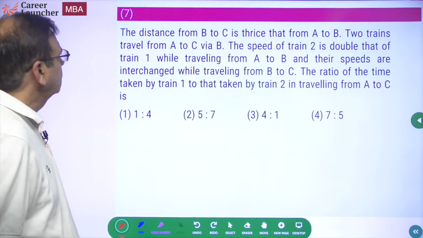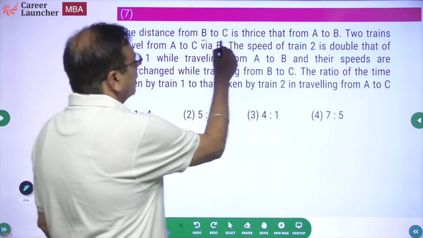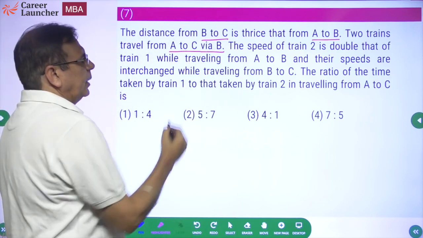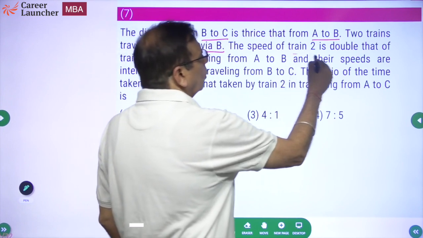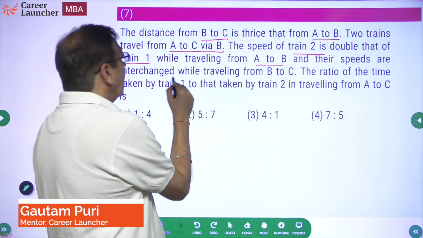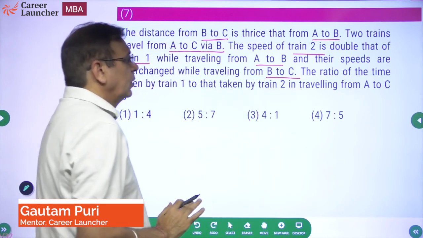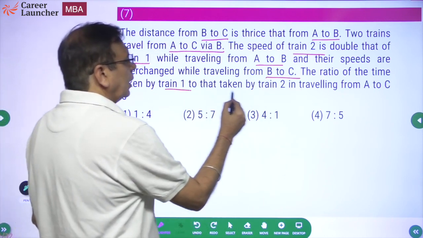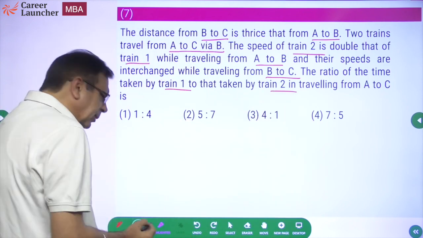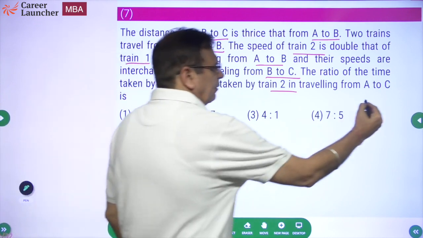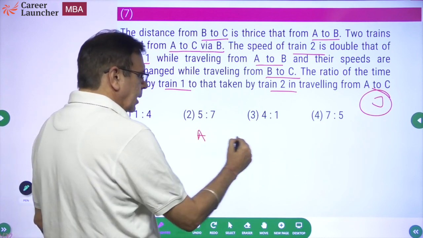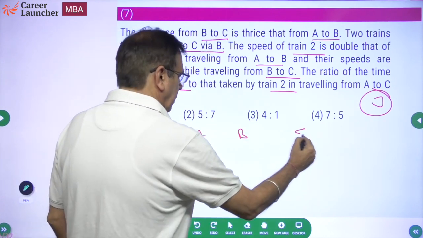The distance from B to C is thrice that from A to B. Two trains travel from A to C via B. The speed of train 2 is double that of train 1 while traveling from A to B, and their speeds are interchanged when traveling from B to C. What is the ratio of time taken by train 1 to that taken by train 2 while traveling from A to C? No problem, we will have our own jugaad here. Assume values from A to B to C.